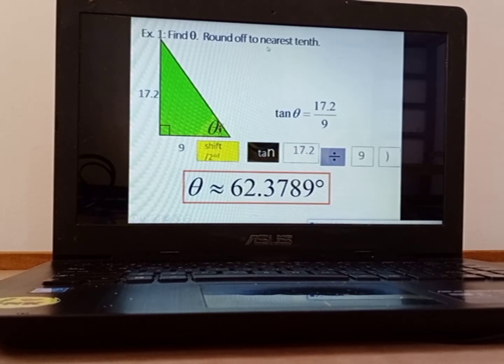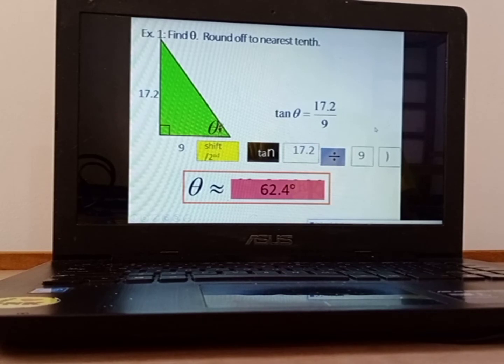Based on our problem, we have to round off to the nearest tenths. So therefore, we'll have to round off this one. The digit in our tenths place is 3, and to the right of 3 is 7. So therefore, our answer is 62.4 degrees. Don't forget the degree symbol here. In order to classify, this is our angle. So therefore, the value of our angle theta is 62.4 degrees.